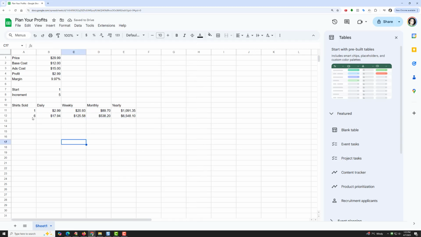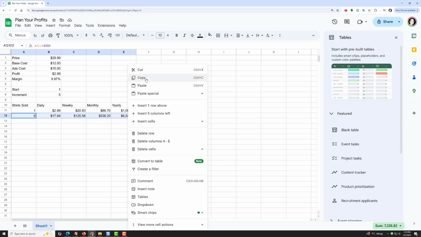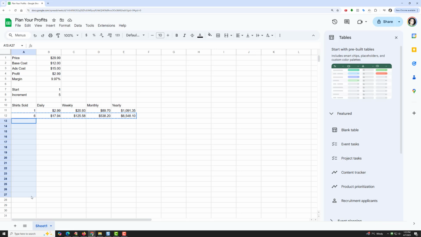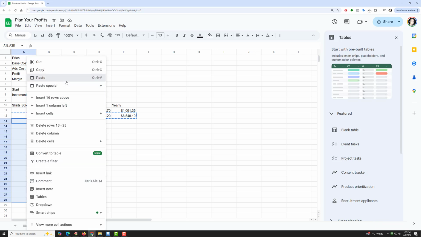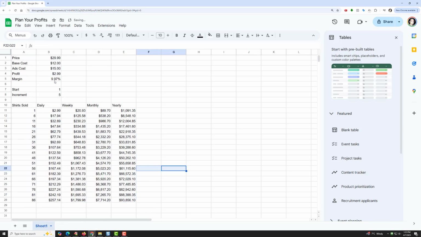So if you sell 6 shirts every day, 17 bucks, 125 a week, 538 a month, then we can continue this out for a couple more options here, just to give you an idea. And you can see that, once you're at like 50, then you're at pretty much 4,500 a month profit. If you're selling 50 a day, so this is your daily number here.